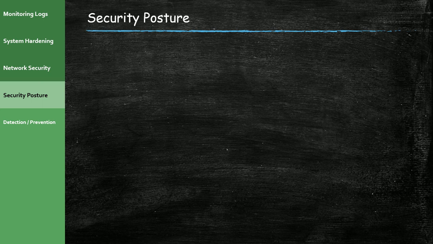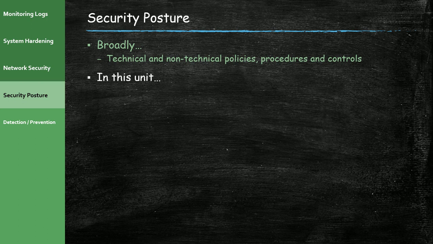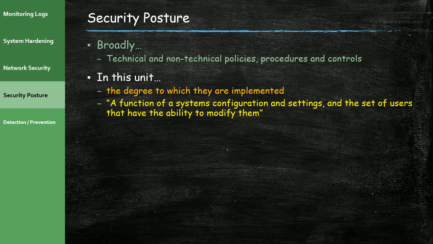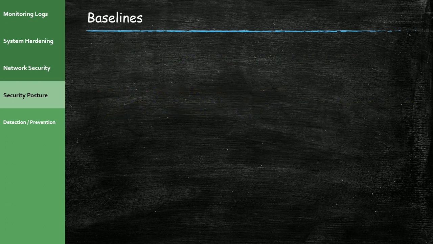Next, your book talks about security posture, another part of mitigating risk. Very broadly, security posture refers to technical and non-technical policies, procedures, and controls in IT security. In this unit, we talk about the degree to which these are implemented. It's a function of system configuration and settings and the set of users that have the ability to modify them. That's how your book defines security posture in this unit. I would use the more broad definition, technical and non-technical policies, procedures, and controls. It's the real definition of security posture. But in this unit, it's a more focused way of looking at this idea of security posture.